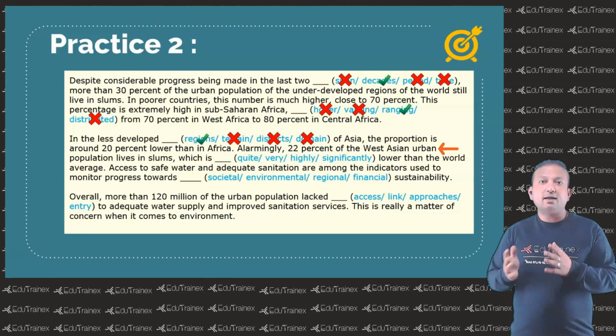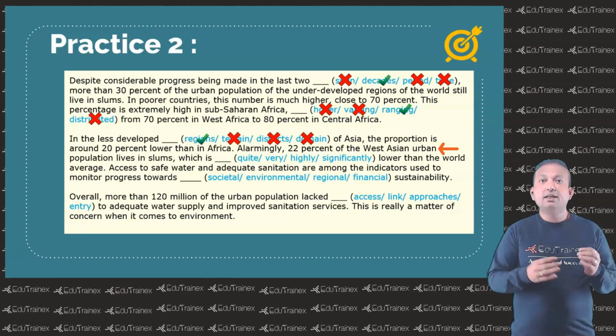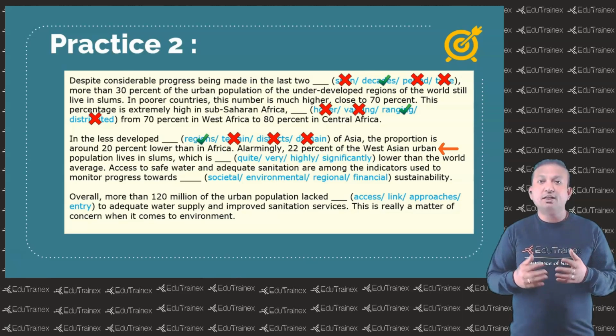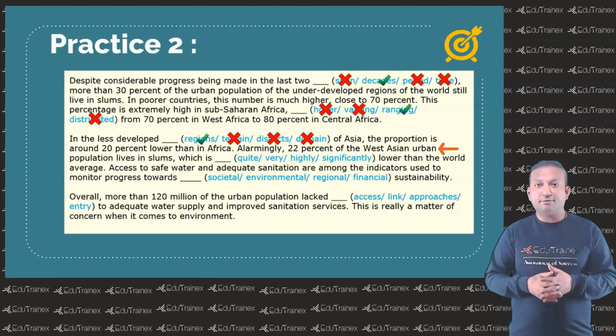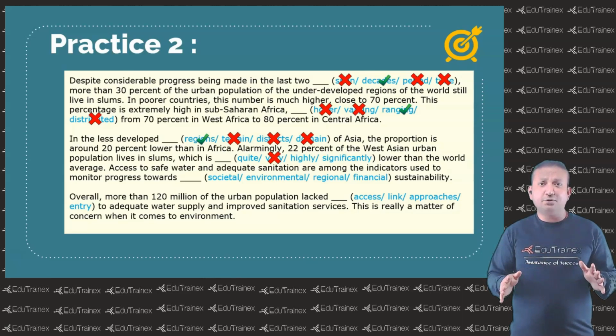It says, "Alarmingly, 22% of the West Asian urban population lives in slums, which is dash lower than the world average." And the options are quite, very, highly, and significantly. Now let's look at each of them. "Very lower" is definitely incorrect usage. Let's cross it out.